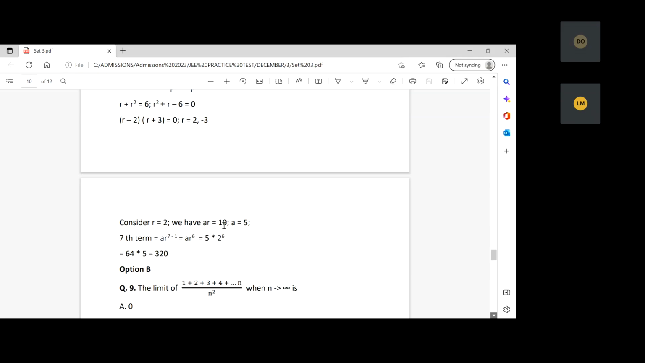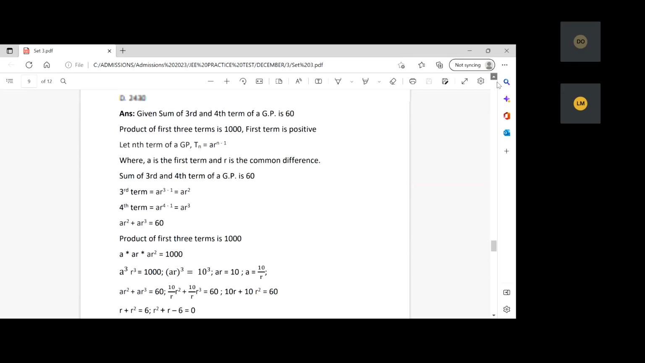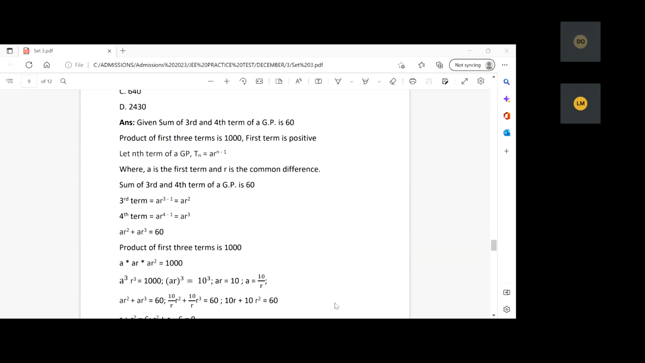So the seventh term is AR raised to 6. A is 5 and R is 2, so it's 5 into 2 raised to 6. Just multiply it and you have the value as 320, which is option B. So it's a very simple question. I think you can just look into it again. Yes, so this is it.